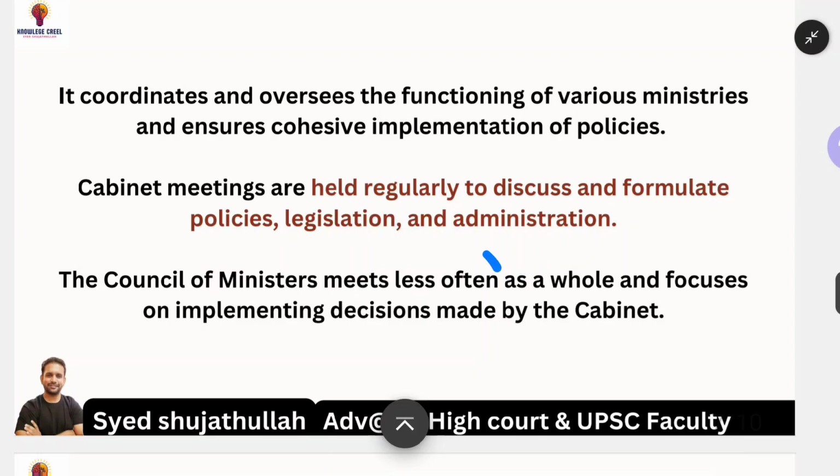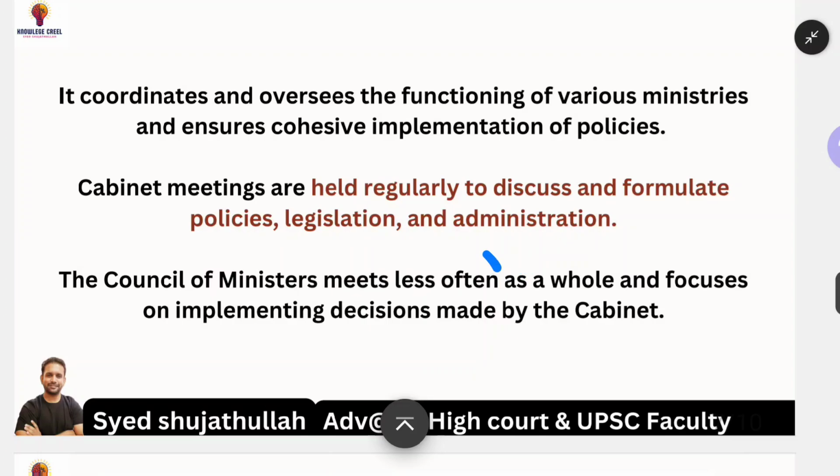Sarbananda Sonowal, Ministry of Ports, Shipping and Waterways. Virendra Kumar, Social Justice. Ram Mohan Naidu, Aviation Ministry. Remember this point, he is from TDP. Pralhad Joshi, Ministry of Consumer Affairs. Jual Oram, Ministry of Tribal Affairs. Giriraj Singh, Ministry of Textiles. Ashwini Vaishnaw, Ministry of Railways and Ministry of Information and Broadcasting. So he is the person who is controlling all the YouTube now.